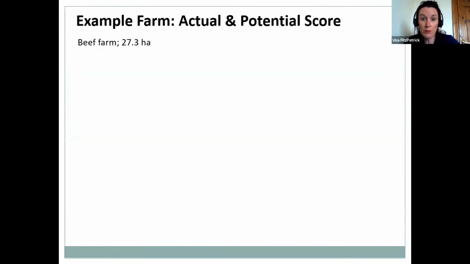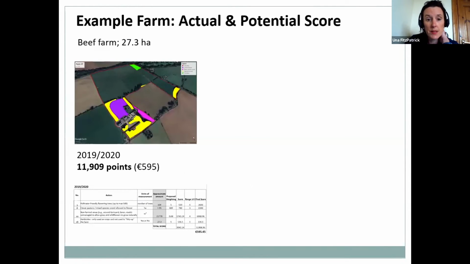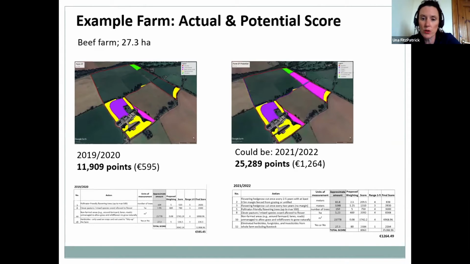It's just an example from the actual project. So this is a beef farm. This is it when it was scored 2019-2020. You can see it got almost 12,000 points on the pollinator score. And then this is what it could be in 2021-2022 with simple actions that the farmer takes that, again, won't impact the farm as a business, but that will improve pollinators or biodiversity.